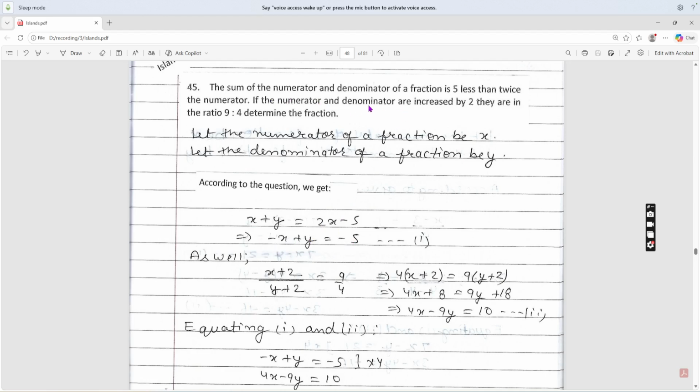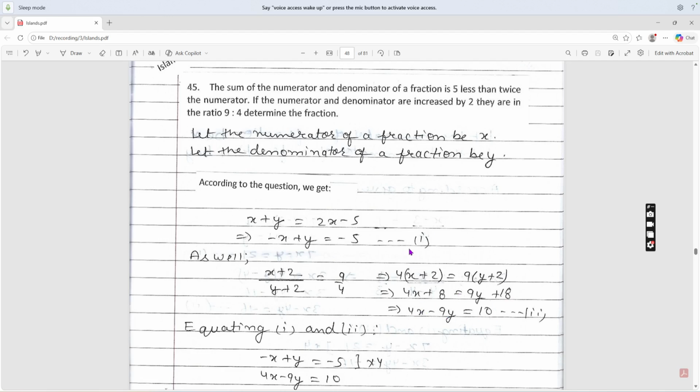If the numerator and denominator are increased by 2, just see, we are going to increase the numerator by 2. So the new numerator would be x plus 2. We are going to increase the denominator by 2. So the new denominator will be y plus 2. And the ratio would be 9 upon 4, which is given here. Now just cross multiply. 4x plus 8 is equal to 9y plus 18. Now 4x minus 9y is equal to 18 minus 8, that is equal to 10.